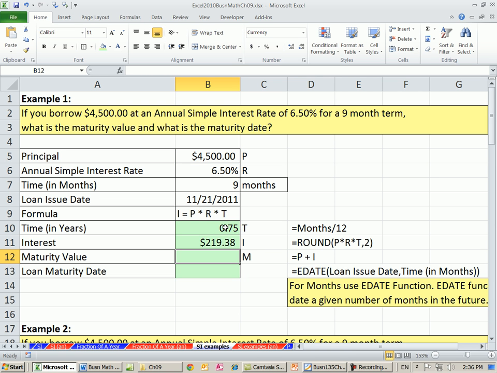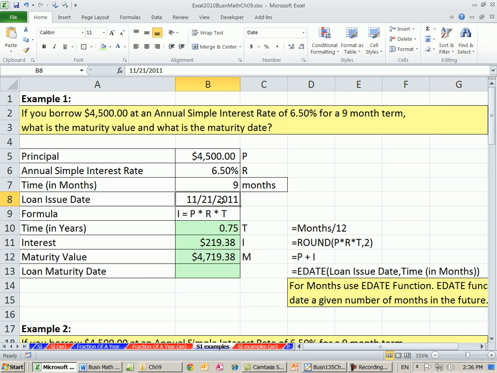Interest of $219.38. Now, maturity value, that's just on the day that the loan is due, you have to pay back the money you borrowed plus the interest, equals this plus that. Principal plus interest.